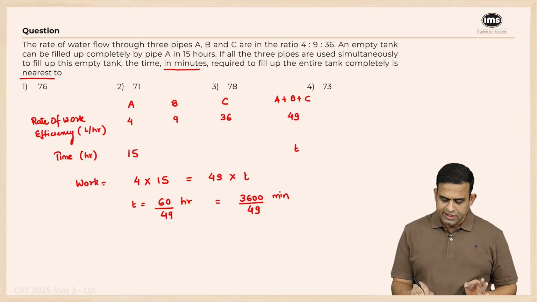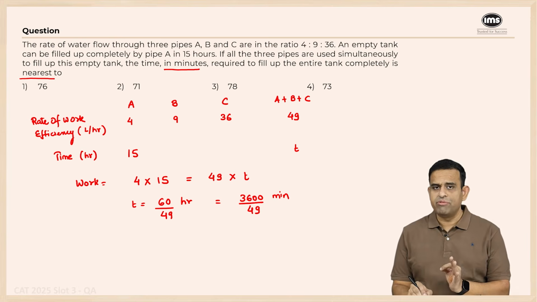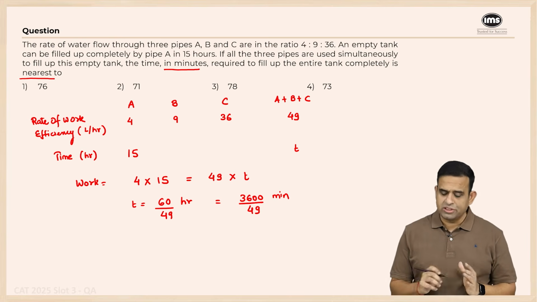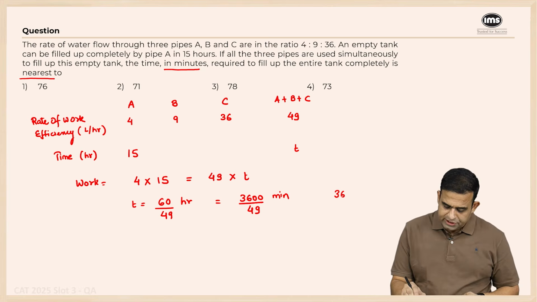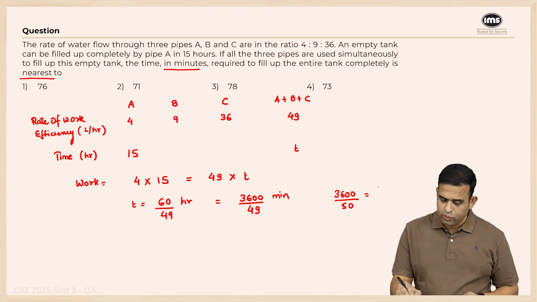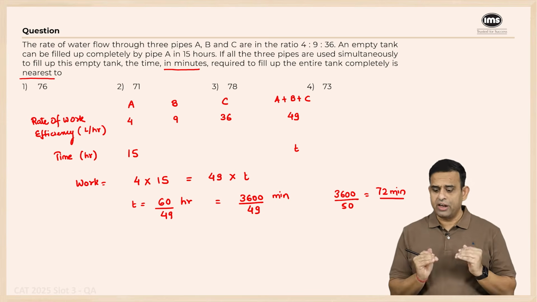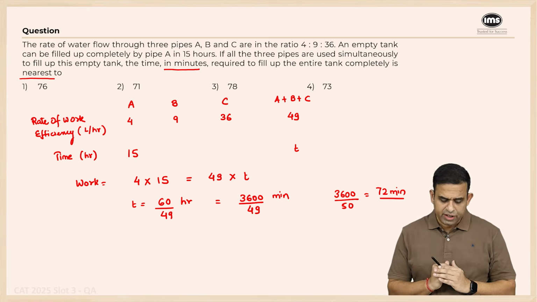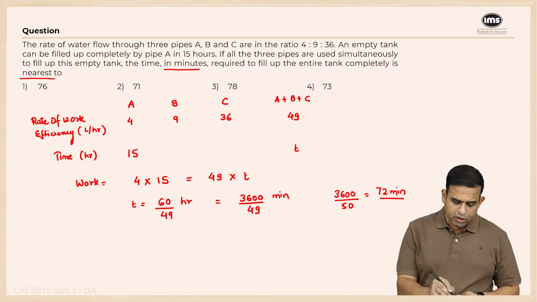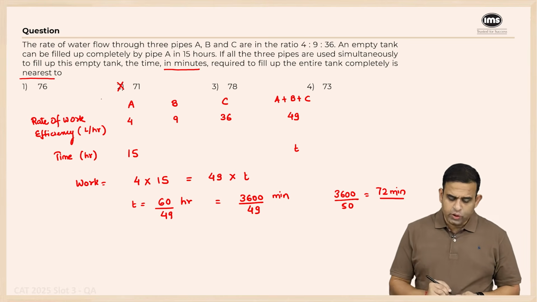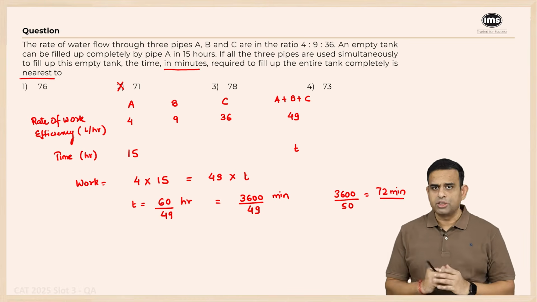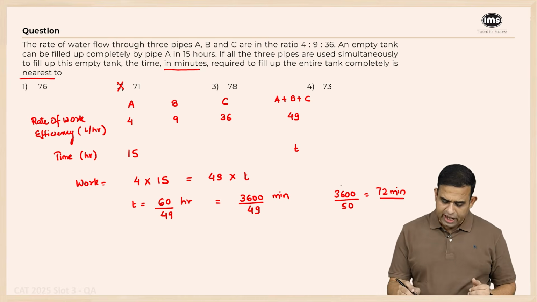Now we know that 3600 upon 50 comes out to be 72. So understand, 3600 upon 50 will exactly come out to be 72 minutes. But because we have a lower denominator, the answer definitely has to be more than 72. That will help us eliminate option number 2. So it looks like option number 4. Let's do the simple calculation. It has to be slightly more than 72.